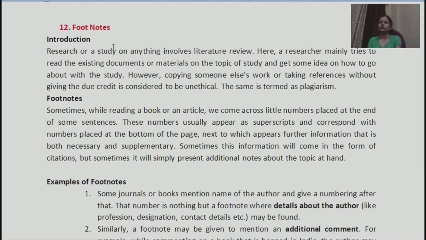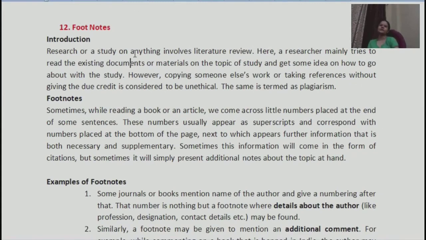Here, footnotes are related to research, so in our intro we can write about research, that research or a study on anything involves literature review. I cannot simply wake up and start writing on a certain thing. I will have to read what other people have already written, some books, online materials, and other stuff. That is nothing but literature review. That means books, articles, newspapers, whatever literature is available, I would review it. I would go through it, right? So that is a major step which is involved in research.